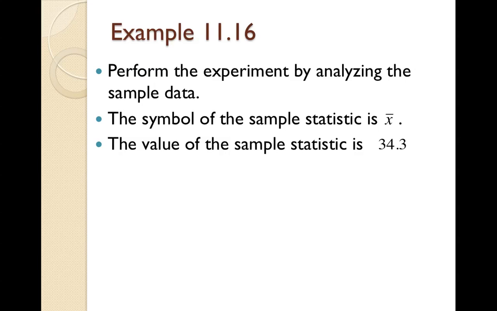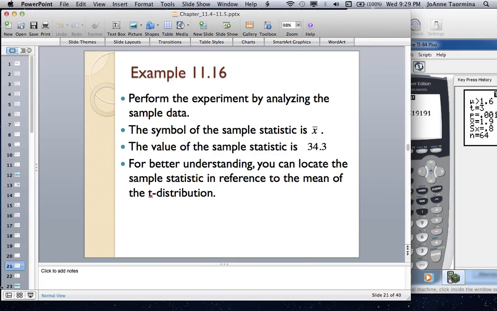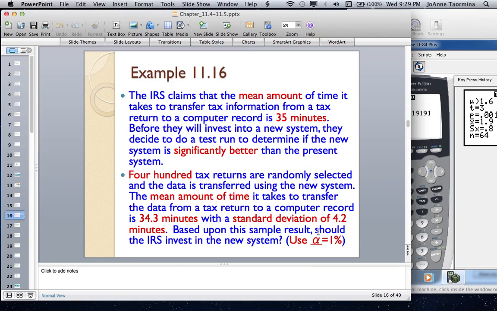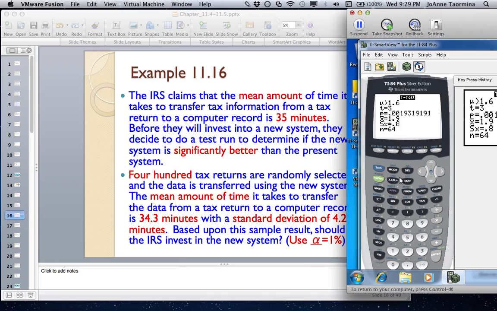And now you're going to go to your calculator with this information. Let's see, what do we start with? The standard deviation is 4.2. So on our calculator, when we run stat tests, number 2, T-Test, you're going to put your mean of 35, x-bar 34.3.